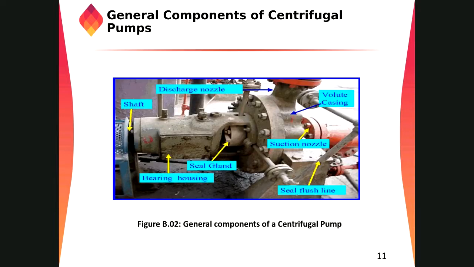If you can see, this looks like a centrifugal pump, an end suction pump. Why do you call it an end suction pump? Because the suction comes from this side, and at this end it ends, and the discharge goes perpendicular. So the suction and discharge are perpendicular to each other. We call this kind of arrangement an end suction pump.